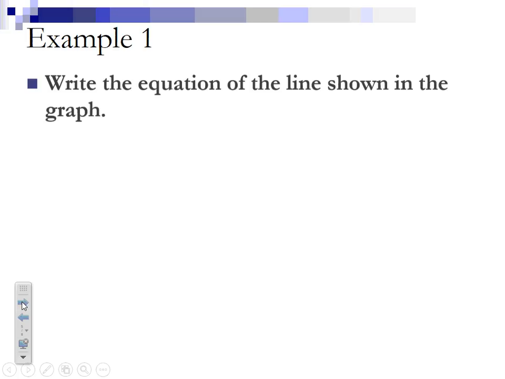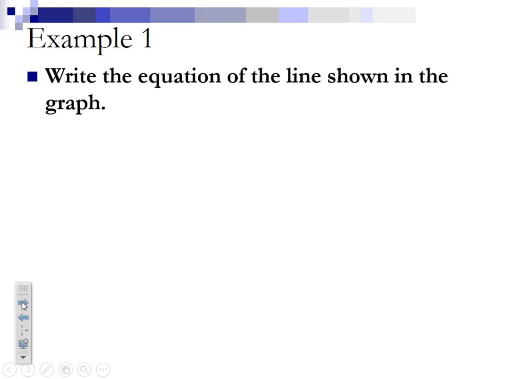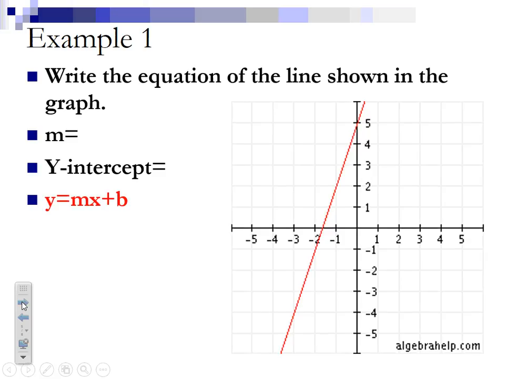Here we go. Example number 1. We need to write the equation of a line shown in this graph. So if we look at this graph, we're going to be using y equals mx plus b because we can find our slope and our y-intercept. So to find our slope, we're going to pick 2 points that cross our intersections, and we're going to do our rise over run. So we're going to rise 3 and run 1.